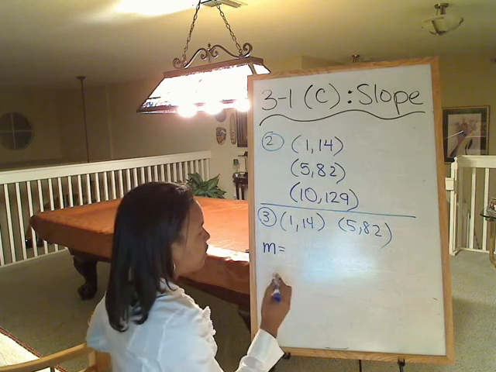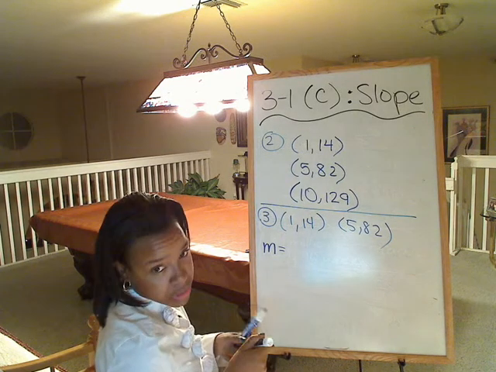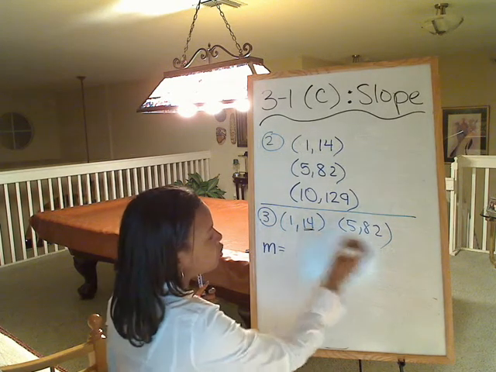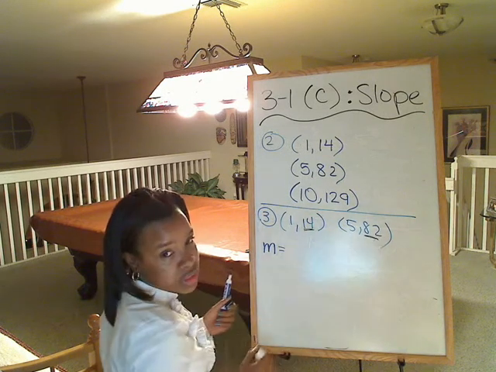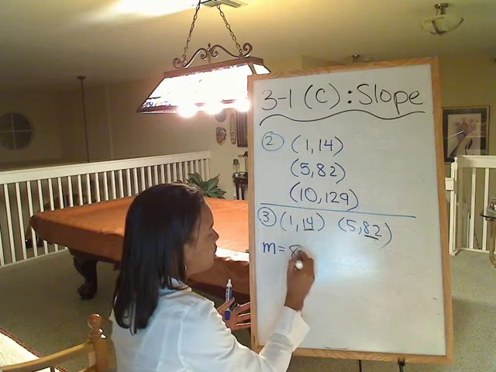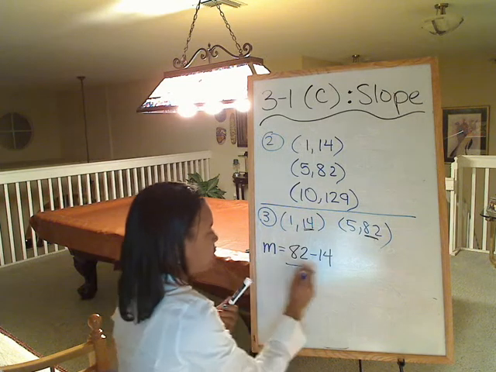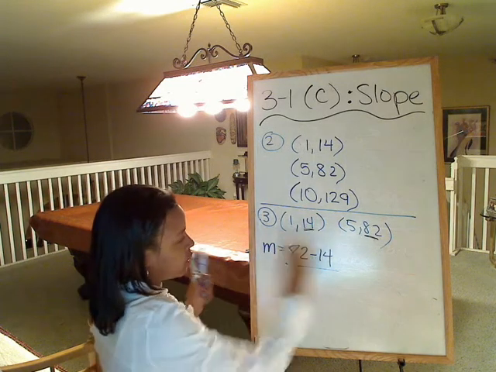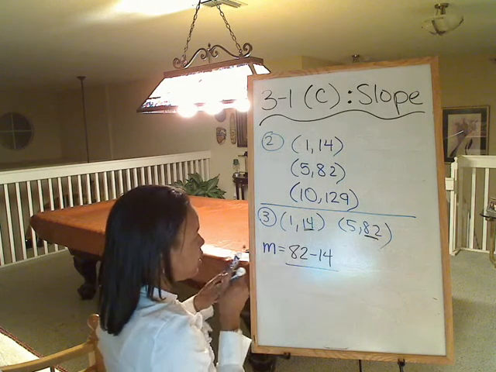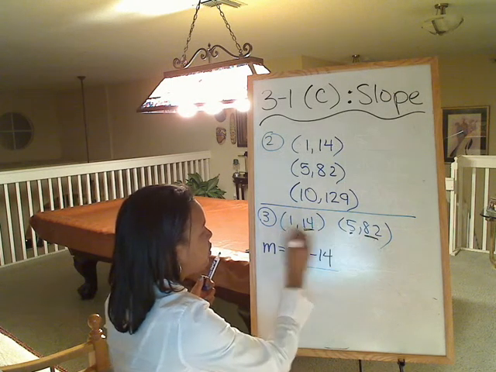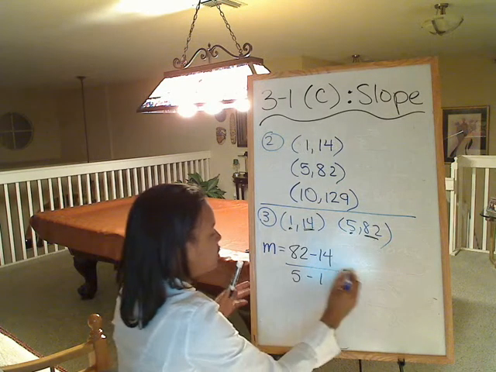So the slope is going to be the y's. Remember, do the y's first. I like to do the bigger number minus the smaller. It doesn't matter which y you pick. You could do 14 minus 82, or you could do 82 minus 14. I like to do the big number minus the small number. And for the x's, since I started over here for the y's, I have to start over here for the x's. So I'm going to do 5 minus 1. And what does that get me?